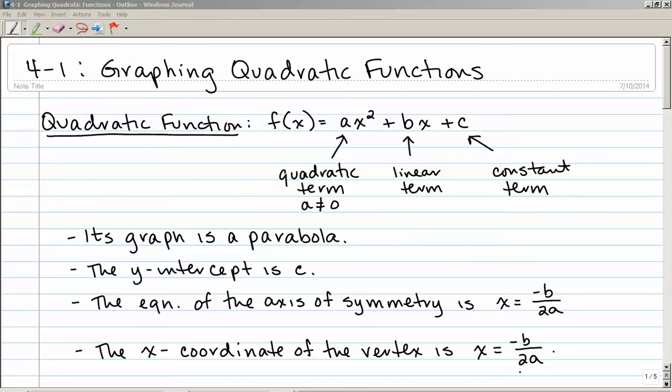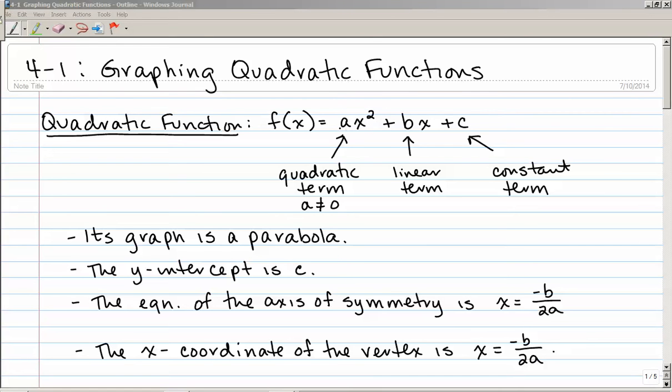Section 4.1 is on graphing quadratic functions. A quadratic function is in the form of f of x equals ax squared plus bx plus c. Since it has an x squared in it, that makes it a quadratic function. Anything with an x squared is quadratic.